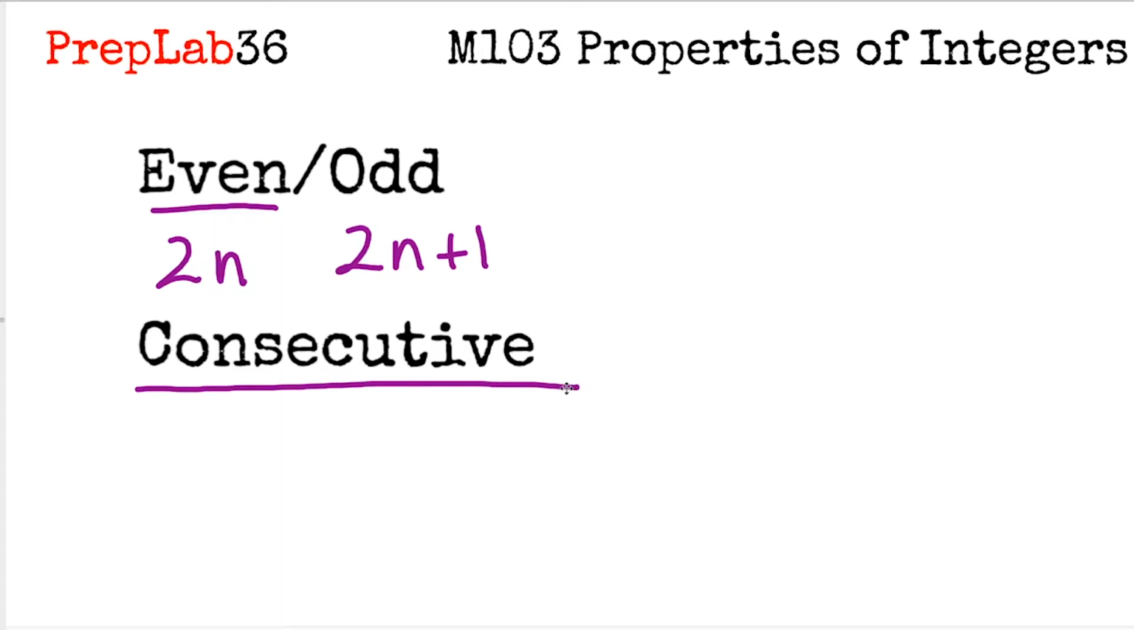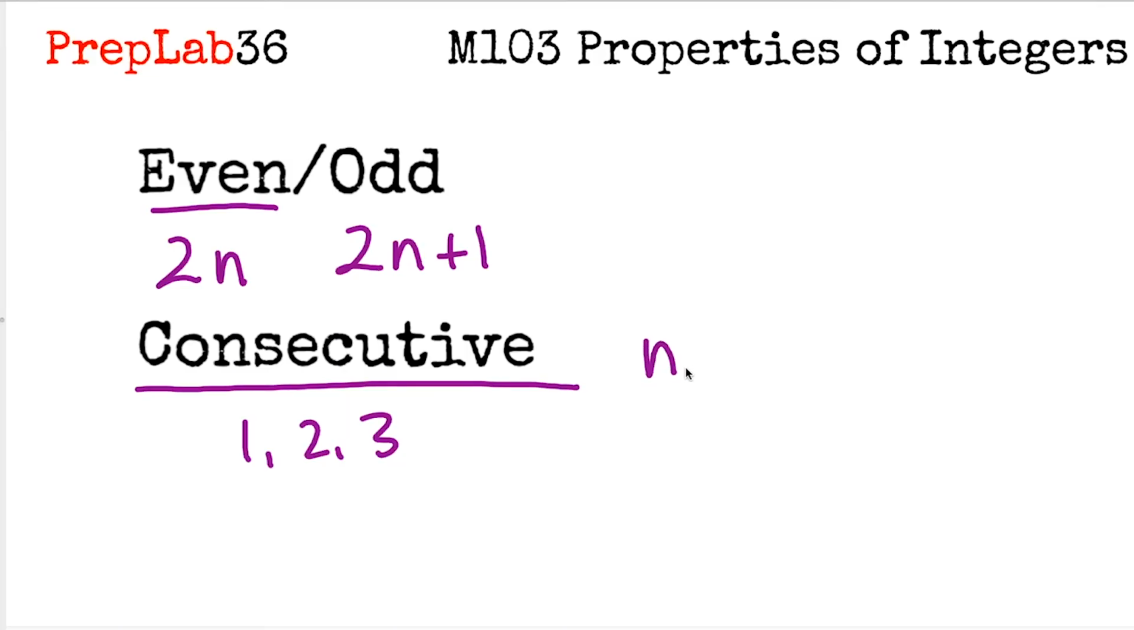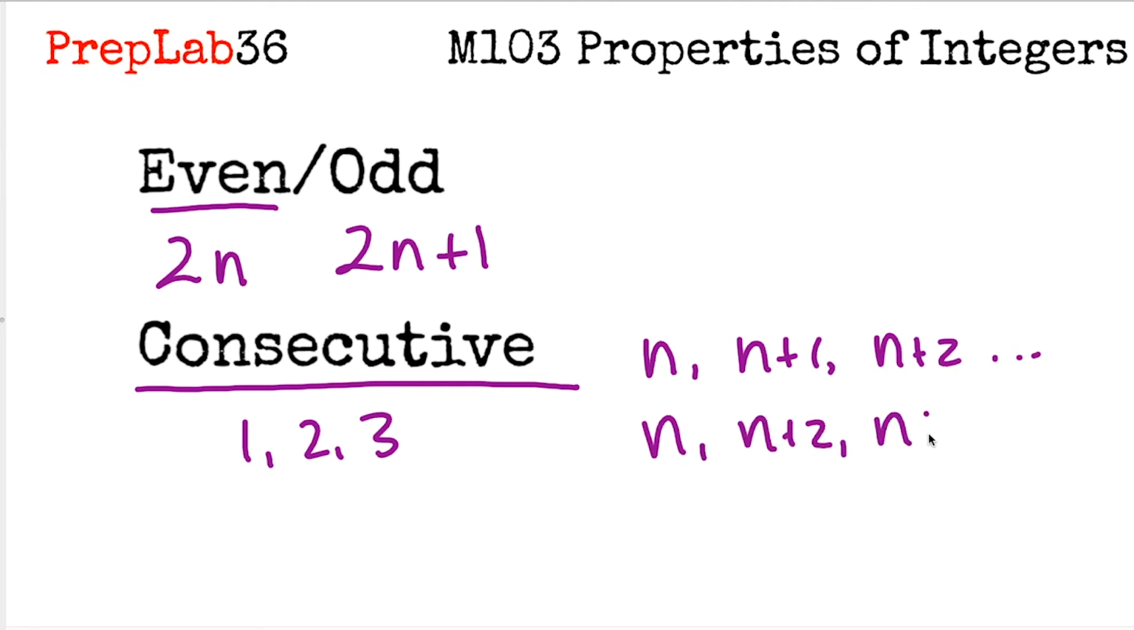Consecutive. Consecutive integers are integers one right after the other. 1, 2, and 3 are consecutive. You might have consecutive even numbers. You might have consecutive odd numbers. Algebraically, consecutive numbers are n, n plus 1, and n plus 2, and so on. Consecutive even or odd numbers are n, n plus 2, and n plus 4. You skip 1 for even or odd consecutive numbers.